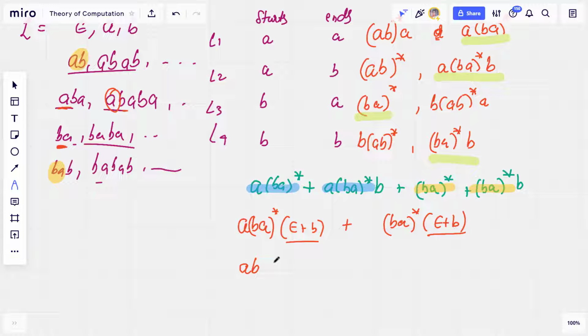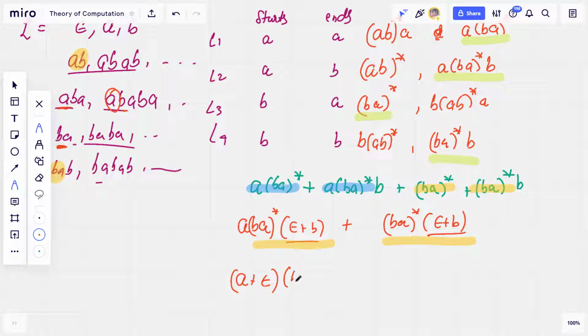We can actually take the entire thing common here, right? It's very important to concentrate. We can actually take the entire BA into epsilon plus B as common, right? So I can write it this way: A plus epsilon into B star into epsilon plus B. Cool. So this is the answer, the final answer.